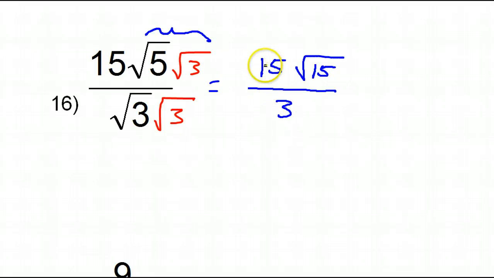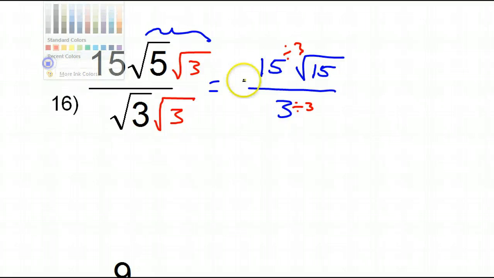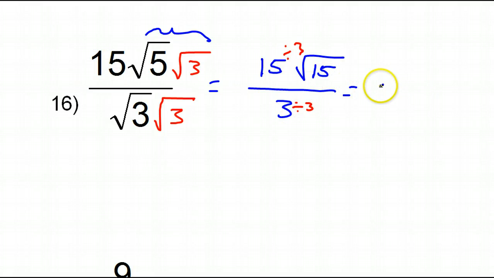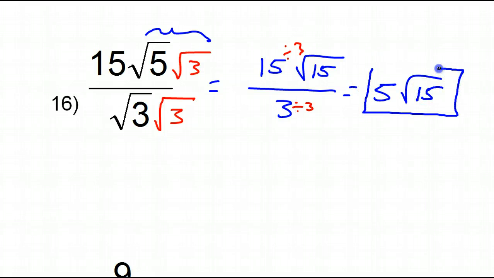Now we can reduce the 15 over 3. Now again, technically we are dividing both of these by 3. That's what's really happening. But you know that 3 goes into 15 5 times. So we will just have 5. 3 divided by 3 is 1, and so we don't need to write a 1 down here. So we will just have 5 radical 15. So that will be the answer for number 16.